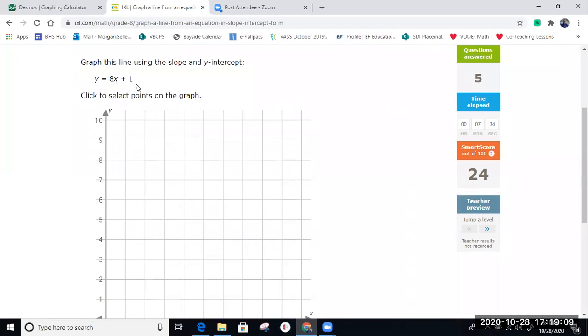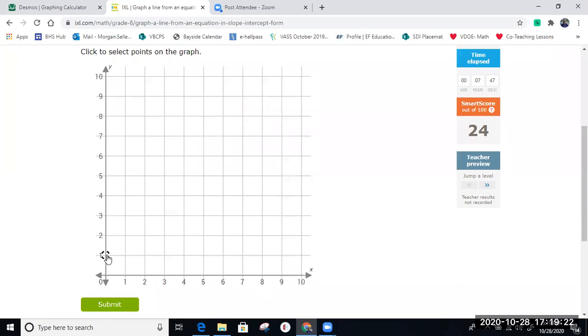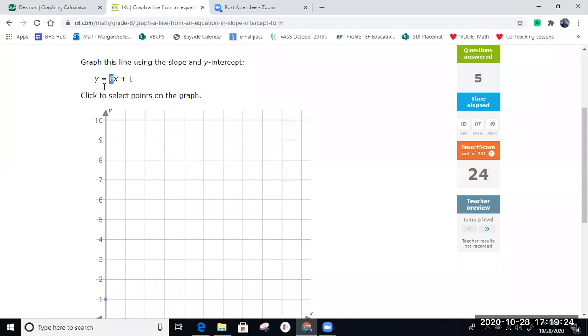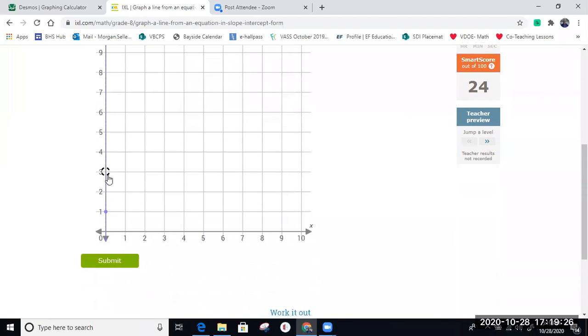Okay, so now our y-intercept is 1 again, and our slope is a positive 8. And remember when I said if it's a whole number, it's over 1. So I start at 1, and then I go up 1, 2, 3, 4, 5, 6, 7, 8, and to the right 1.